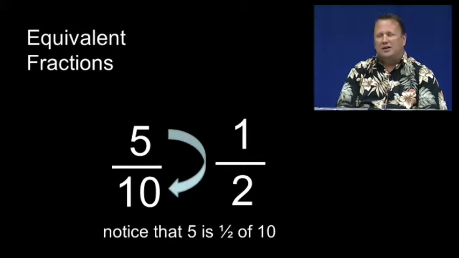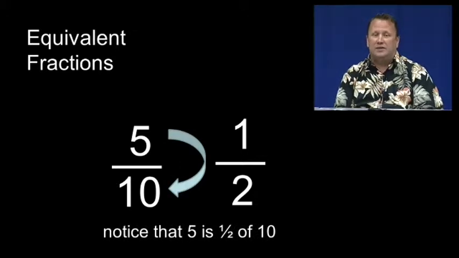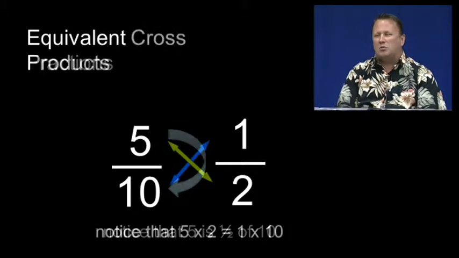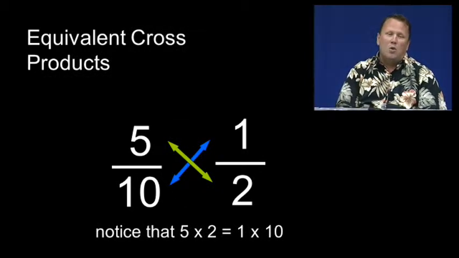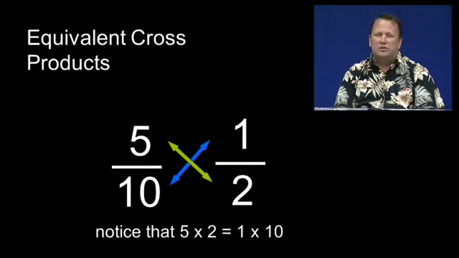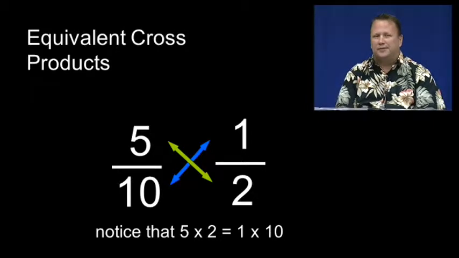Notice that 5 is 1/2 of 10. And notice the cross product. 5 times 2 is equal to 1 times 10. So we know these are equivalent fractions.